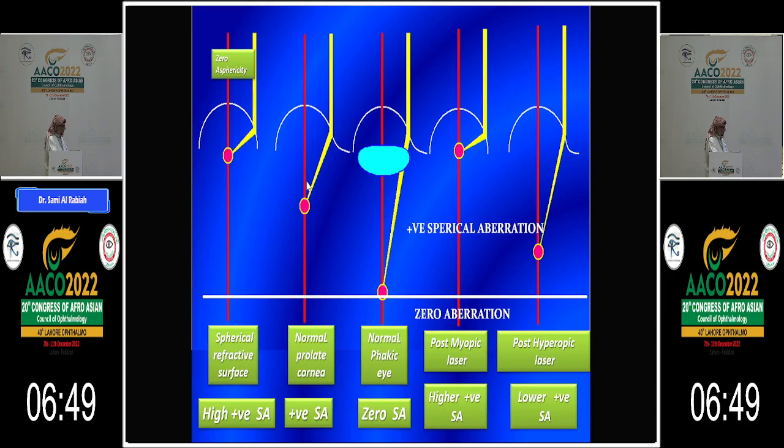So this is the normal phakic eye. Now, if you do myopic correction, we said myopia is increasing sphericity. So the light, instead of being here, is going higher, so it is more hyperopic and more positive spherical aberration. And if you do hyperopic correction, it is flatter, so it is less positive spherical aberration. This is the zero, this is the normal, and this is the over and the less, by myopic and hyperopic correction.